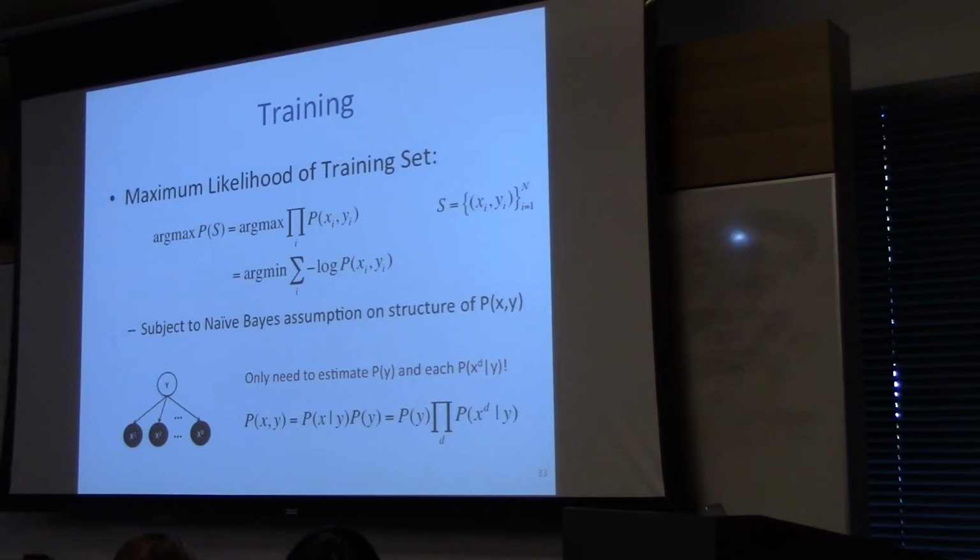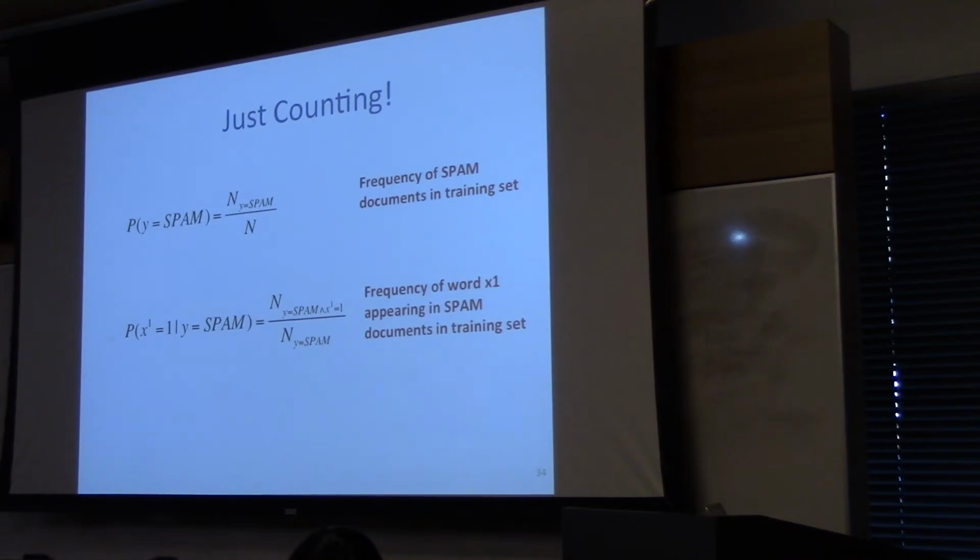How do we train a naive Bayes classifier? Well, maximum likelihood over the training set, subject to the naive Bayes assumption on the structure. I won't go through the derivations. It's basically the same as before, but once you impose the structural assumptions, it's simply the frequency count again. So the probability of y equals spam is simply the number of times in your training set that an email is labeled as spam divided by the total number of documents in the training set.